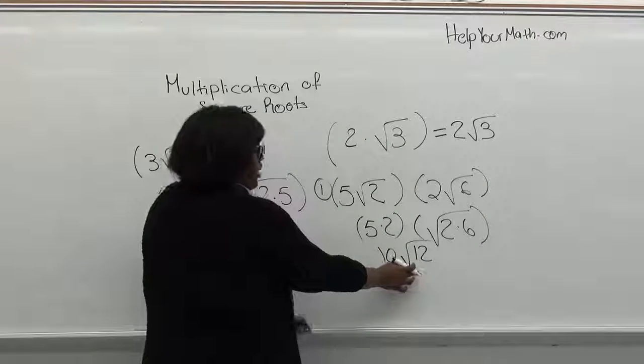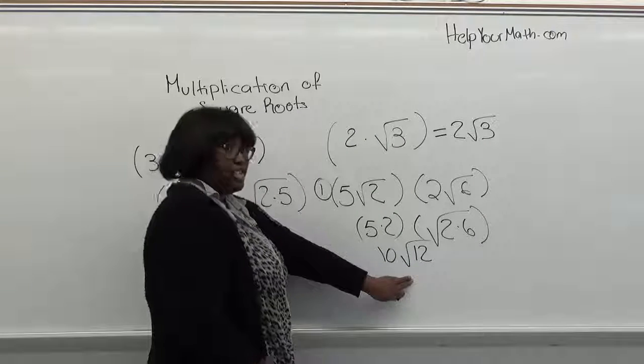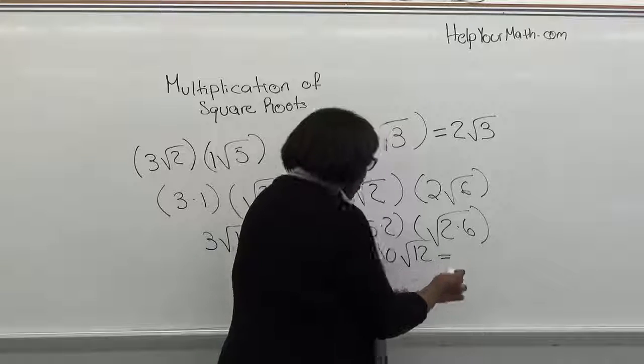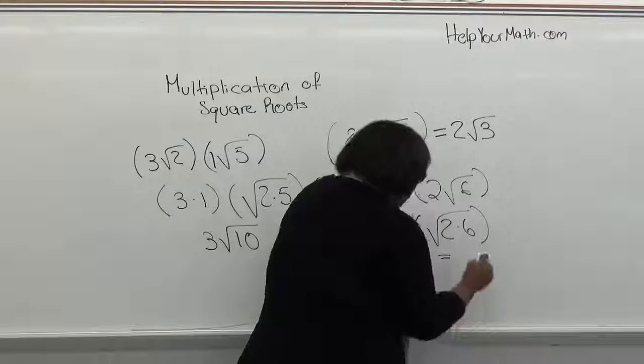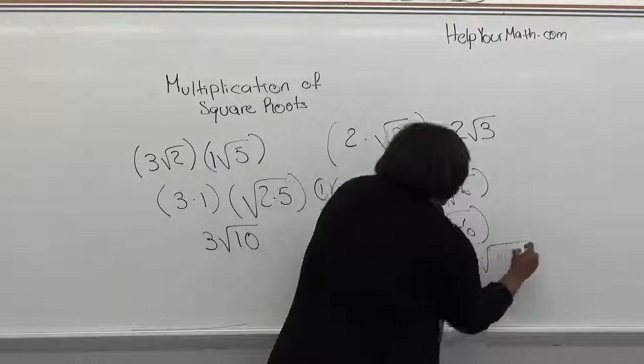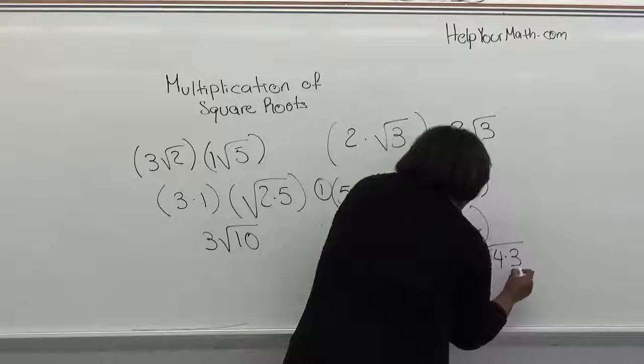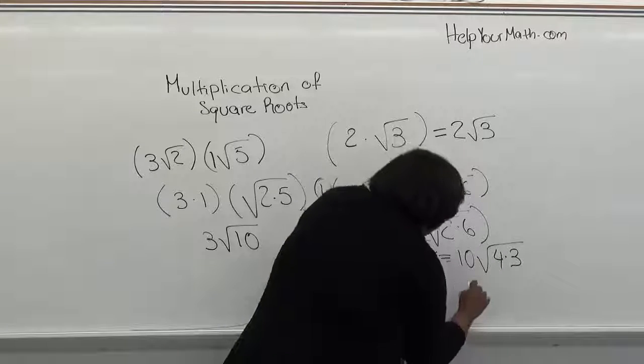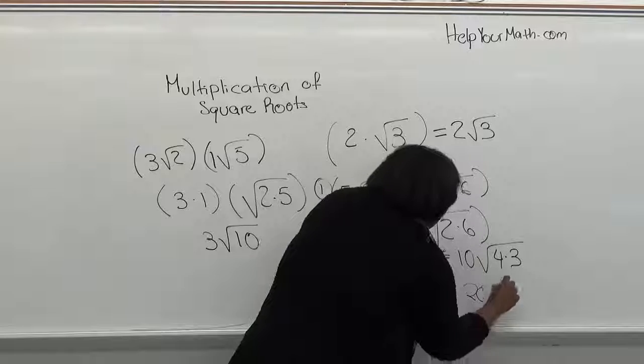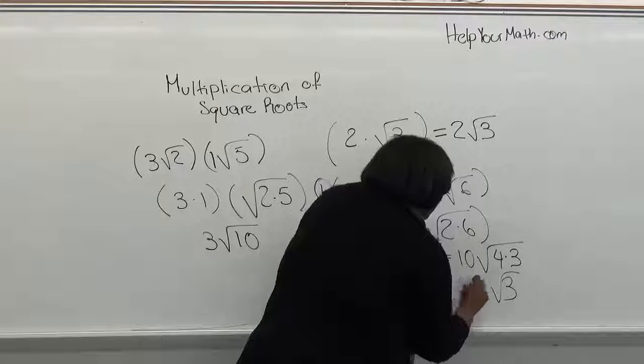Now radical 12 can be simplified. So now you're going to have to simplify radical 12. So this would be 10 times the square root of 4 times 3, which should give you 20 times the square root of 3.